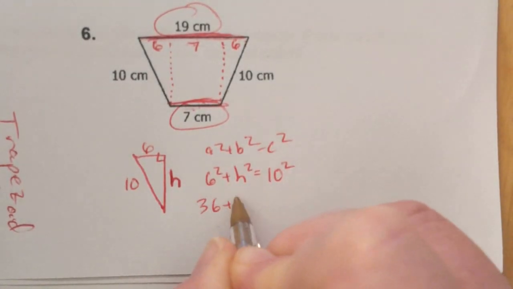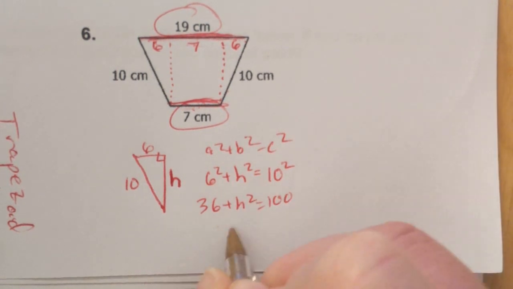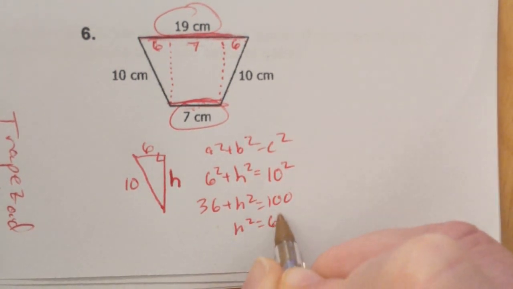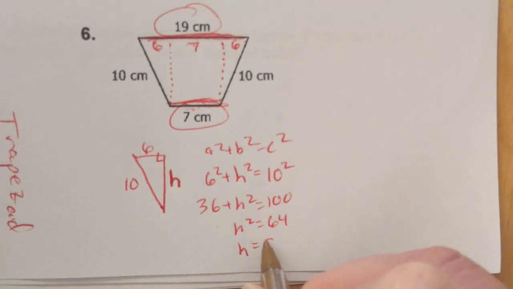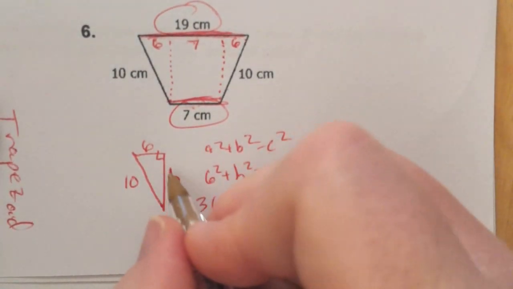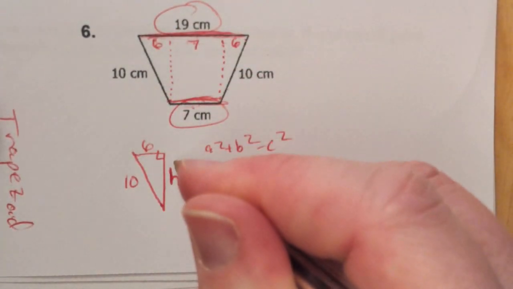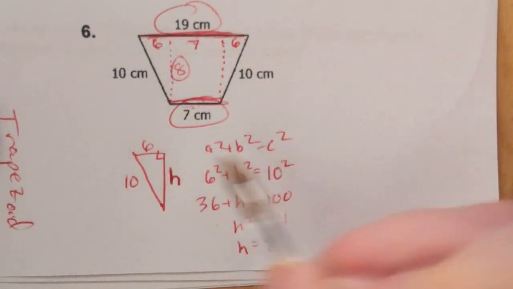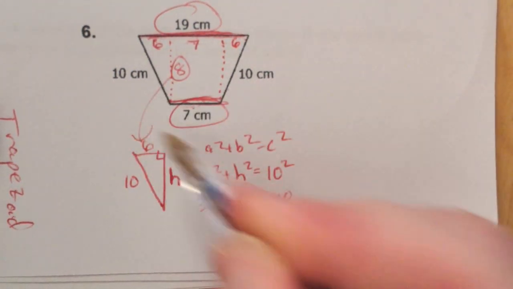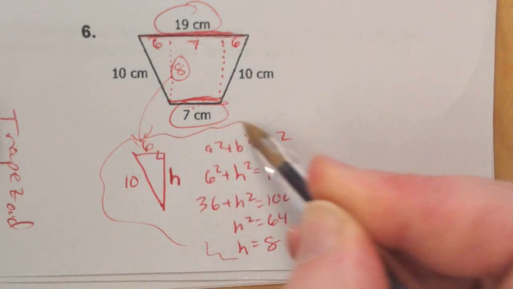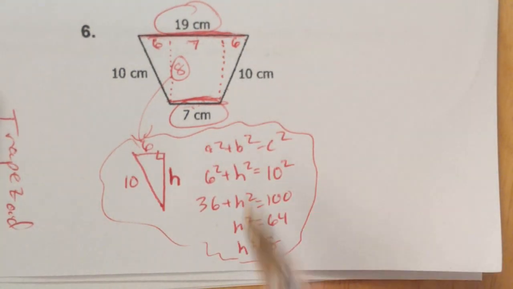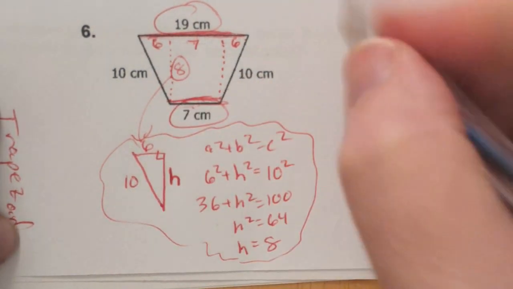That is 36 plus h squared equals 100. H squared equals 64. H equals 8. So our height is really 8. Where did we get that? We got that from all this. So we had to do this little bubble thought, this sub problem, before we can actually answer this. So that is our height.